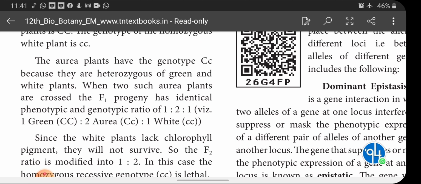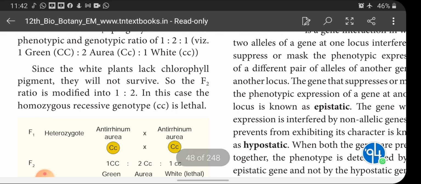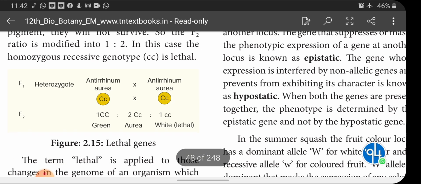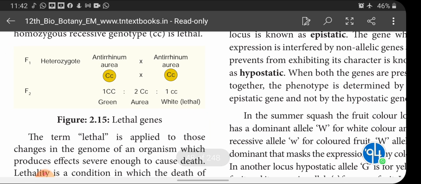So this recessive trait is responsible for the death of the organism, hence it is called what? Recessive lethal gene, right? Since the lethal plants, these white plants, have died, the ratio of the F2 generation is 1:2. So that is what is given here, you can understand with that, children.